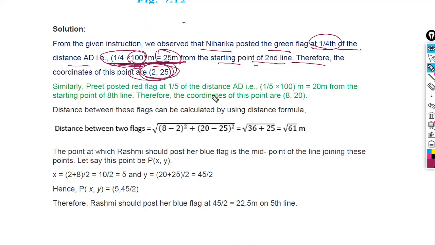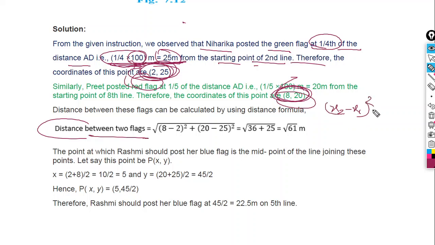Similarly, the coordinate of the red flag will be (8, 20). That also I have shown in the figure. Now we have to find what? The distance between these 2 points. We know the distance formula. What is the distance formula? Square root of (x2 minus x1) whole square plus (y2 minus y1) whole square.